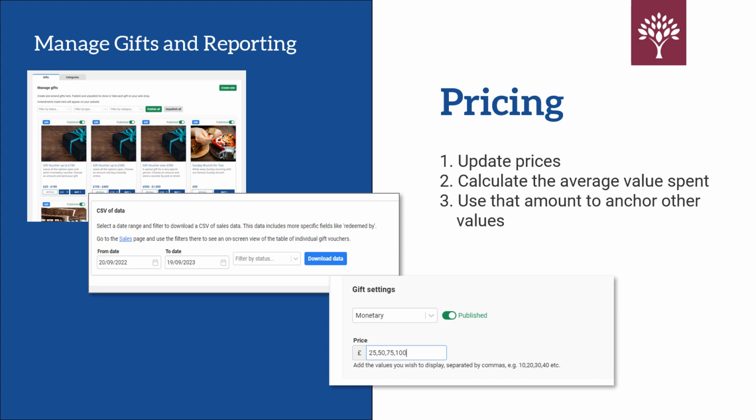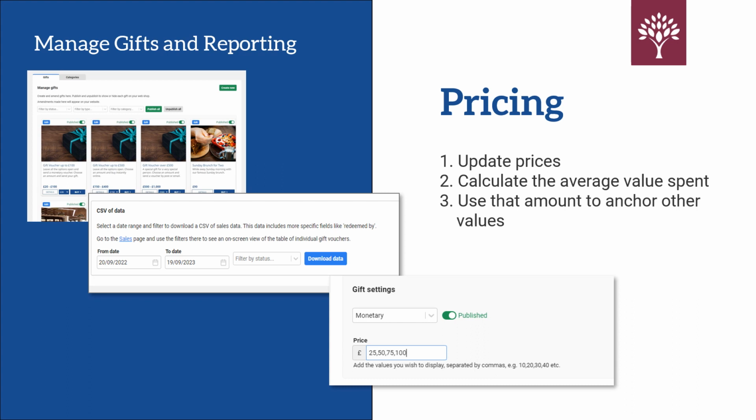To understand more about key price points for your voucher business, download a CSV file from the reporting page. This functionality is located at the bottom of that page. Once you have the data, carry out some analysis to discover the average price for the gifts sold. This is the amount that most customers are likely to spend on your gifts. You may be able to offer additional packages or monetary values around this price, which will appeal to more prospects.